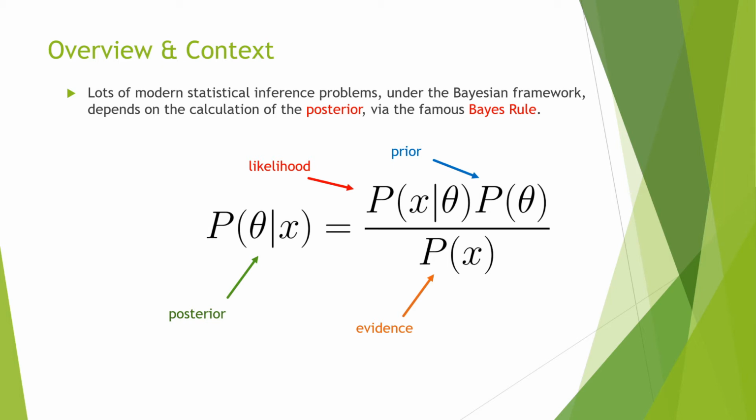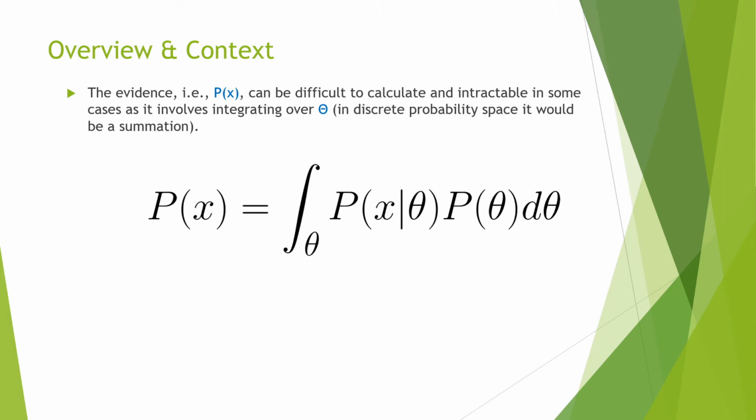By the way, in general, the theta here is a vector of parameters that are also called latent variables because we cannot directly observe them. I might use these terms interchangeably from now on. So it turns out that the evidence is tricky. In many cases, it is either intractable or difficult to calculate. Its formula involves an integral over the entire parameter space, assuming that we have continuous latent variables. In the discrete probability space, we might have a summation instead of integration, but the issue it poses remains the same.